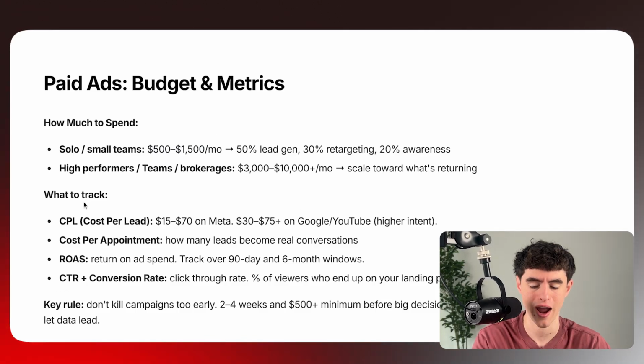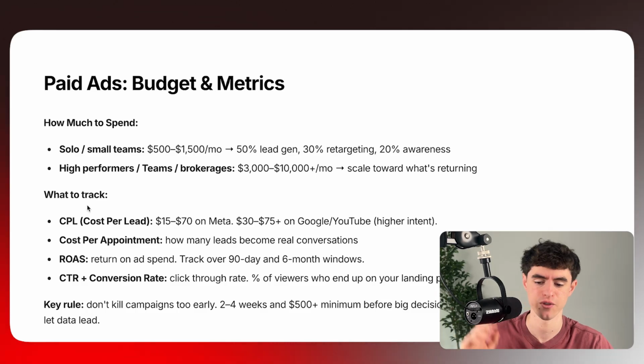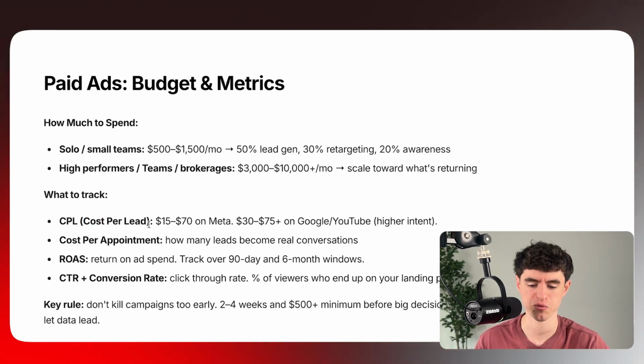Now, the things to track, I've been using some of these metrics already in this video. CPL, your cost per lead. On Meta, you're going to see anywhere from $15 to $70. To be honest with you, it depends on the real estate business. This is a large range. It can be even as low as $5 per lead, to be honest.